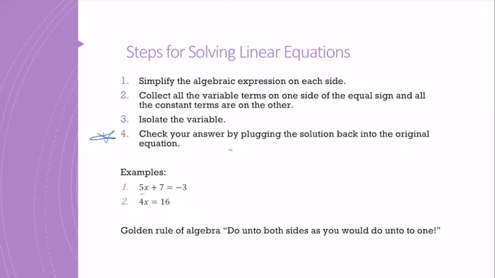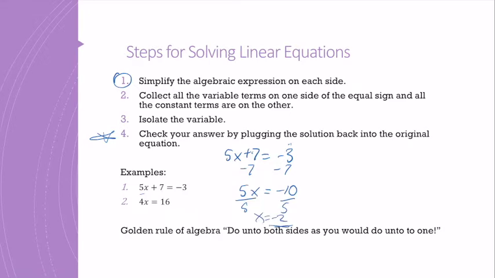So here I have 5x plus 7 equals negative 3, and I'm going to solve for x. The first thing I'm going to do is subtract 7 from both sides. I get 5x equals negative 10, and the reason I did that was to move my constant to the other side, because there's no way I could have further simplified each side. Next, I have to divide by 5. So I get x equals negative 2.